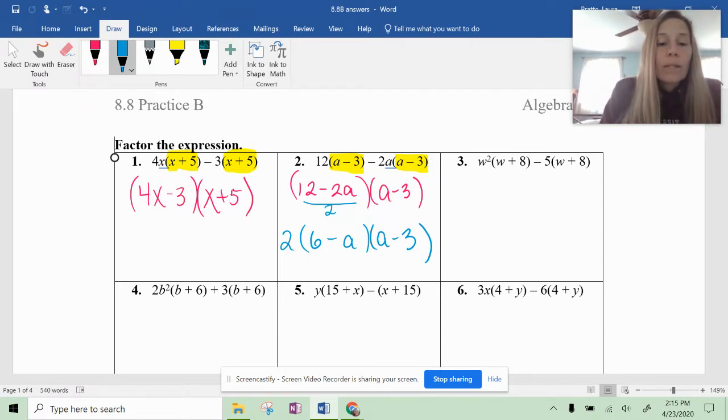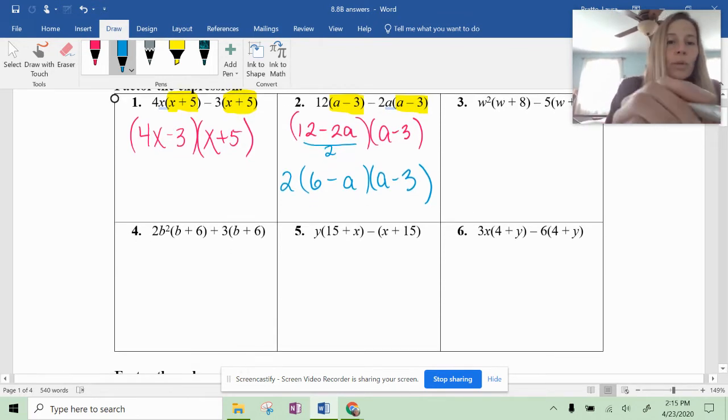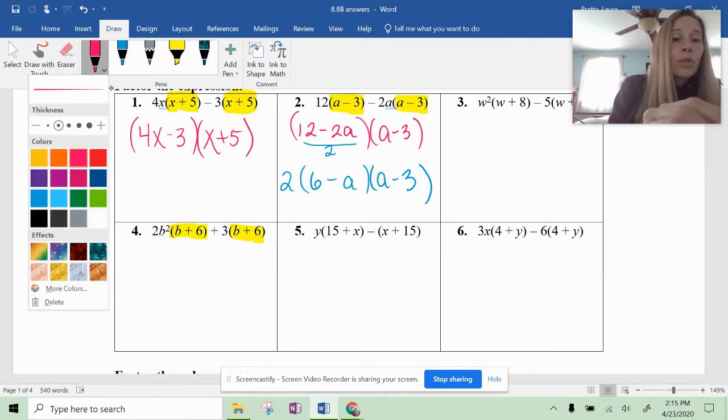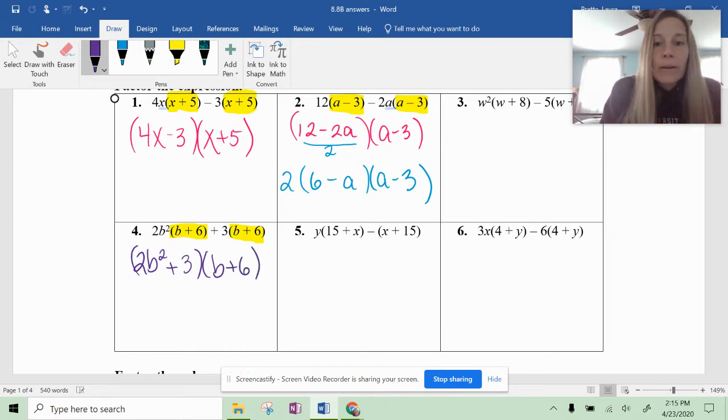Okay, so I'm going to skip over to example 4 now. I guess I'll do evens. So example 4, the two parentheses here are already the same, so that's a good sign. So if that happens, we're just going to take our two GCFs, which are 2b squared and this positive 3, and I'm going to group those together. And then I have my b plus 6, which is going to be my second factor.